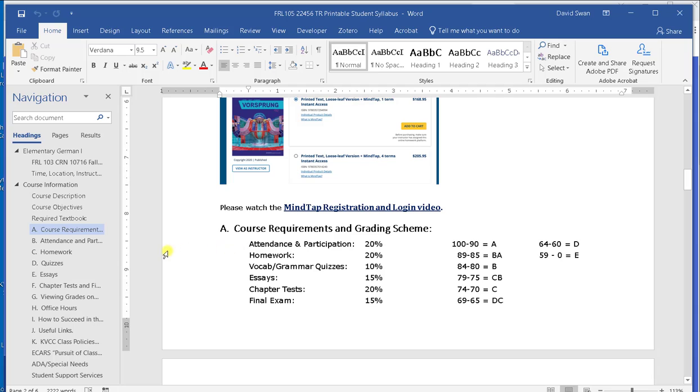And here we go. Homework colon 20% 89-85 equals. So you see that it read all the way across, even though these two are related, and these are separate pieces of information from here. So we can do it again. Next one down. Vocab / grammar quizzes colon 10% 84-80 equals B. That can be a bit difficult for somebody who's relying on a screen reader to understand.